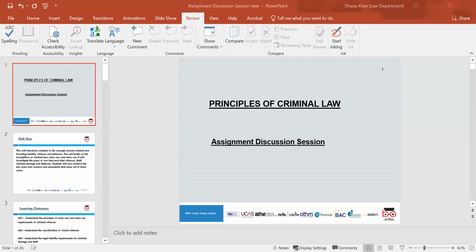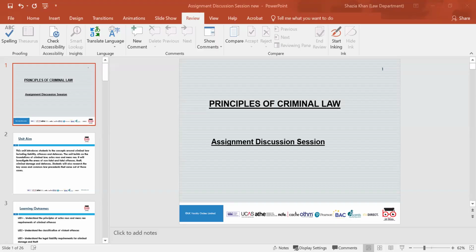We also looked at theft, the actus reus: appropriation, property and belonging to another. We looked at mens rea, which is dishonesty and intention to deprive. We looked at cases such as R v Ghosh and Ivey v Genting Casinos 2017 and R v Velumyl. We went on to look at definitions of criminal damage, aggravated criminal damage and theft.